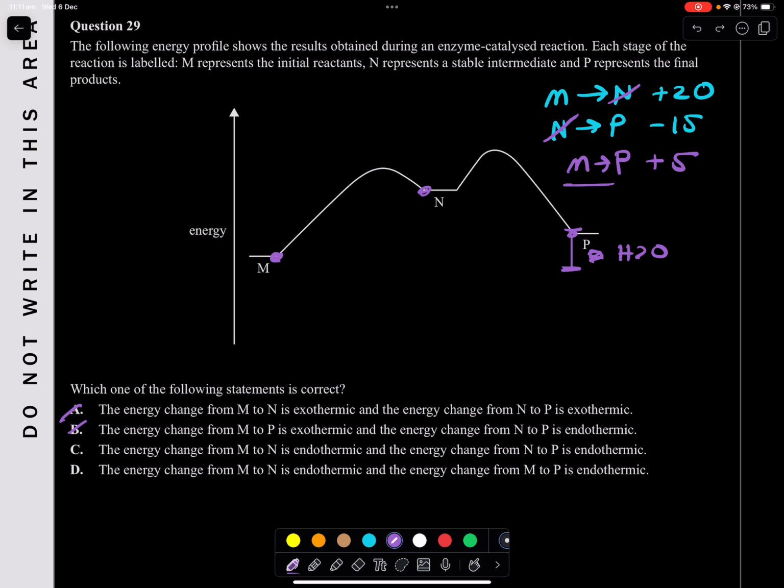The energy changes from M to N is endothermic. That's good, yeah. And the energy changes from N to P is endothermic. No, N to P is exothermic because it's negative. So C is out, and it must be D. The energy changes from M to N is endothermic. Great. And the energy changes from M to P is also endothermic, and we've said that. Nice.